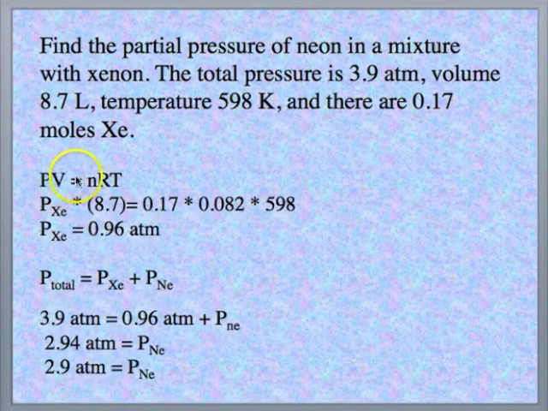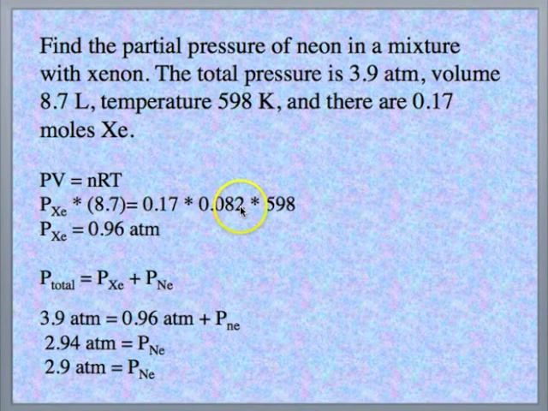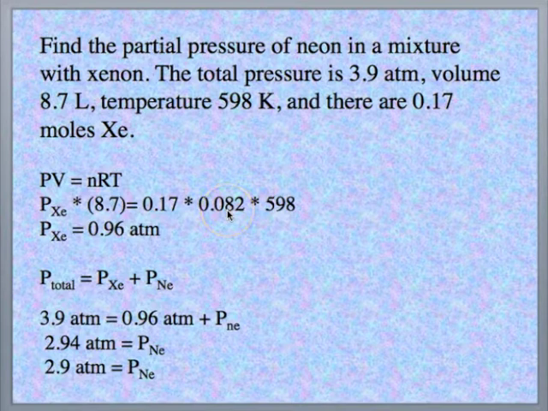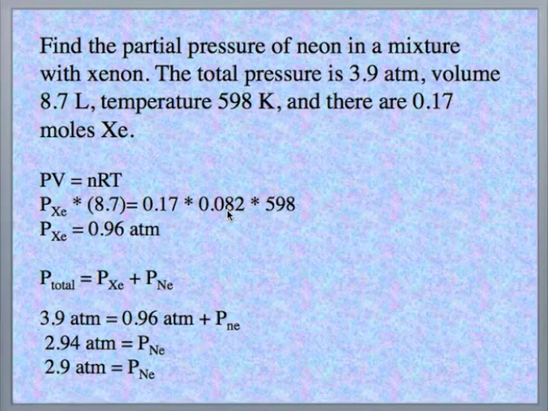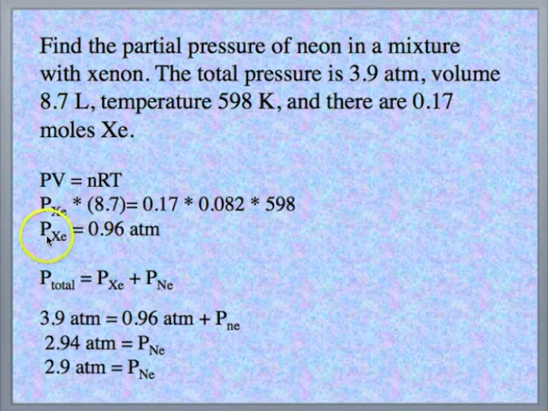Okay, so here we go. PV = nRT. The pressure of the xenon is what we're trying to determine, times the volume, 8.7 liters, is equal to the moles of xenon, 0.17, times 0.082, and we're using 0.082 because we're going to calculate the partial pressure in atmospheres. The absolute temperature is 598 Kelvin, so the pressure of xenon equals 0.96 atmospheres.